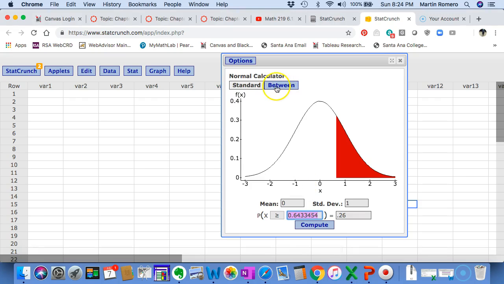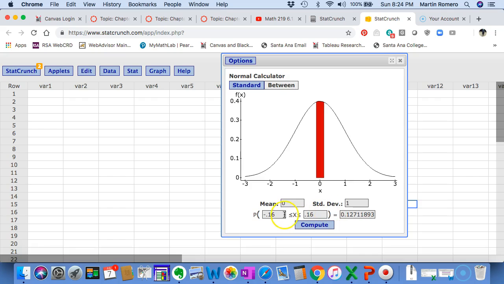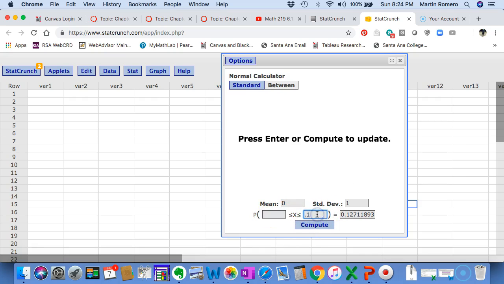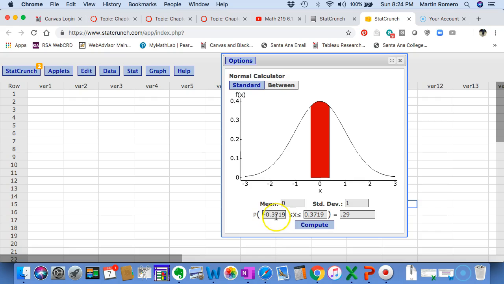Looking at StatCrunch, you do the normal calculator again. This time you would do the between, and then we would clear those numbers out in between because I'm looking for those z-scores. We want this to be the middle 29% of the data, separated by what z-scores. Hit compute, and you get negative 0.372 and positive 0.372. Those z-scores, 29% of the data fall between those two z-scores.